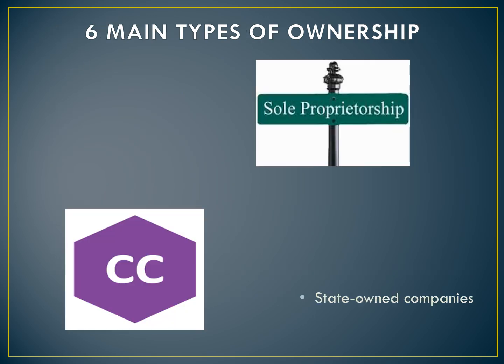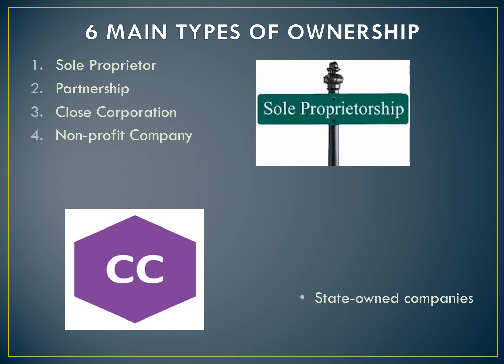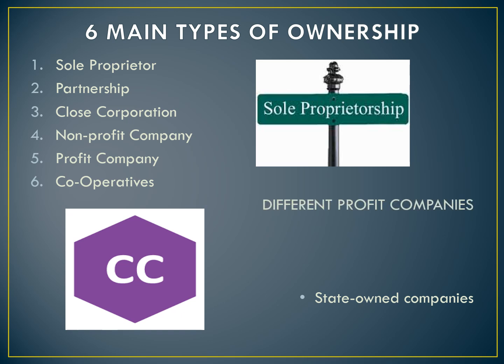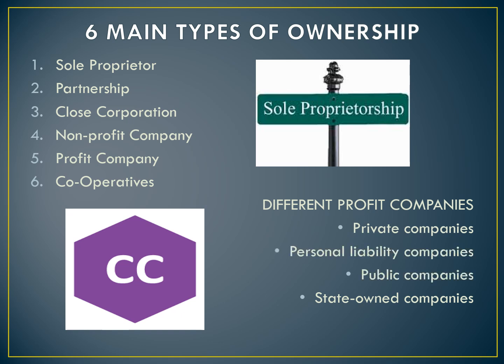There are 6 main types of ownership. You get a sole proprietor, which we will look into in a bit more detail. Partnerships. Close corporations. Very important to know, you can't register a new close corporation, you can only buy over existing close corporations. Non-profit company, profit company, and cooperatives. You get different profit companies: private companies, personal liability companies, public companies, and state-owned companies.